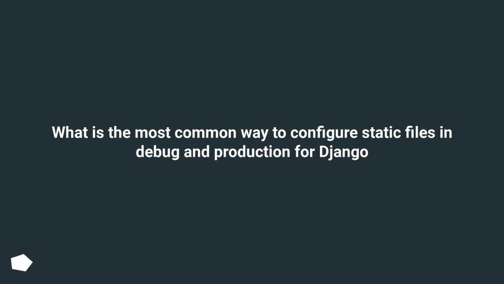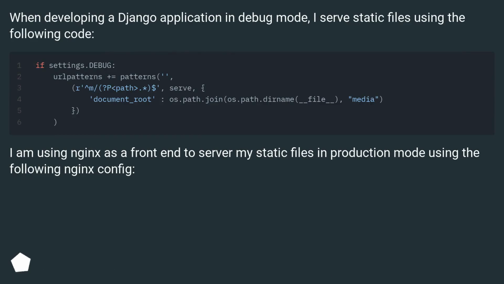What is the most common way to configure static files in debug and production for Django? When developing a Django application in debug mode, I serve static files using the following code. I am using nginx as a front-end to serve my static files in production mode using the following nginx config.